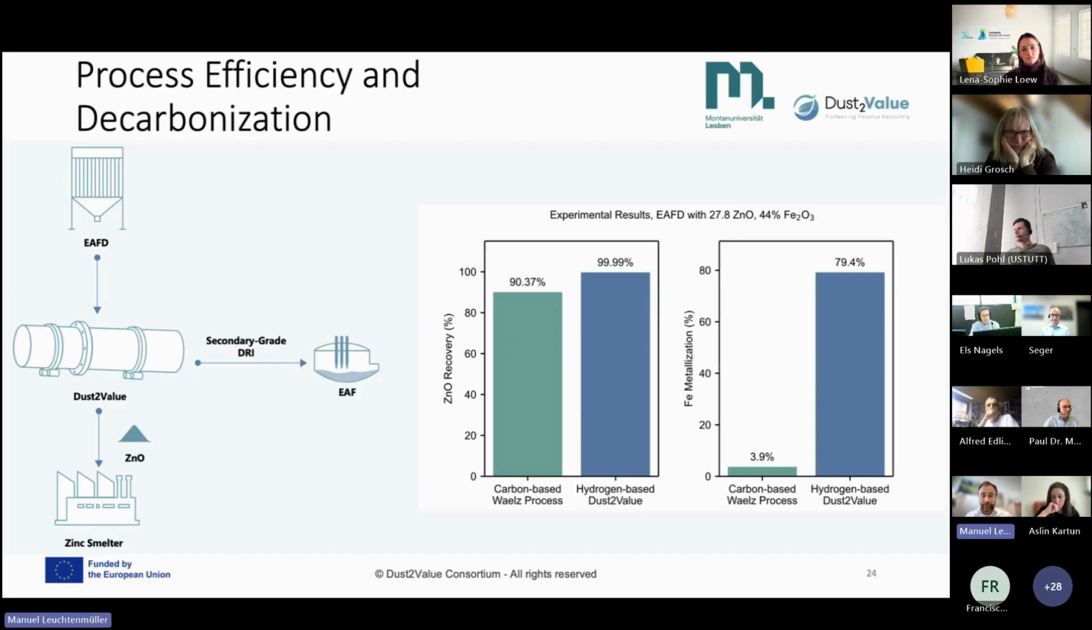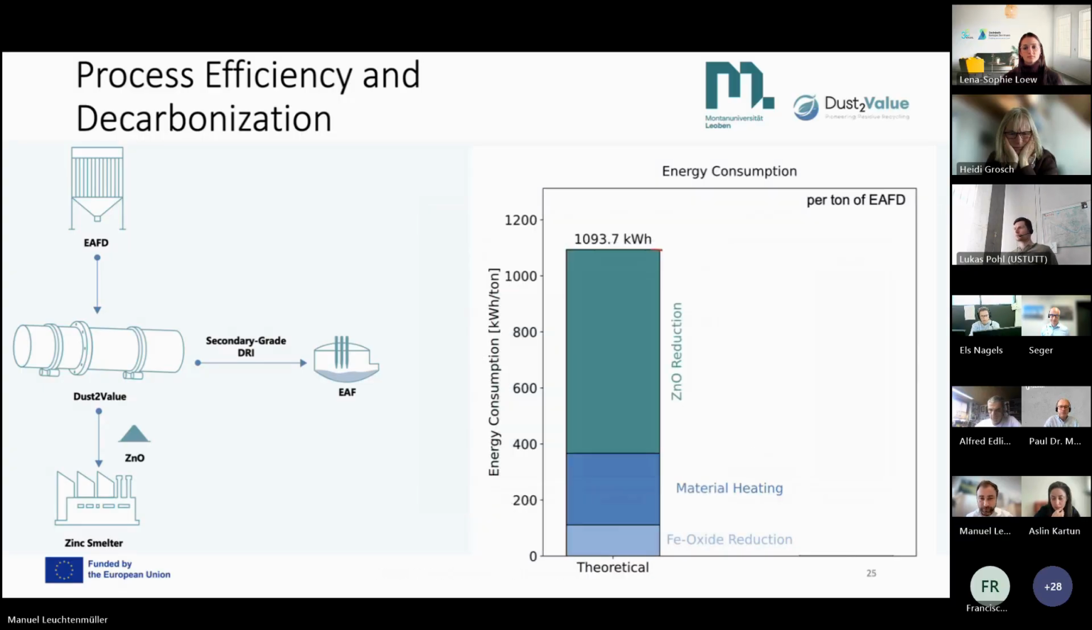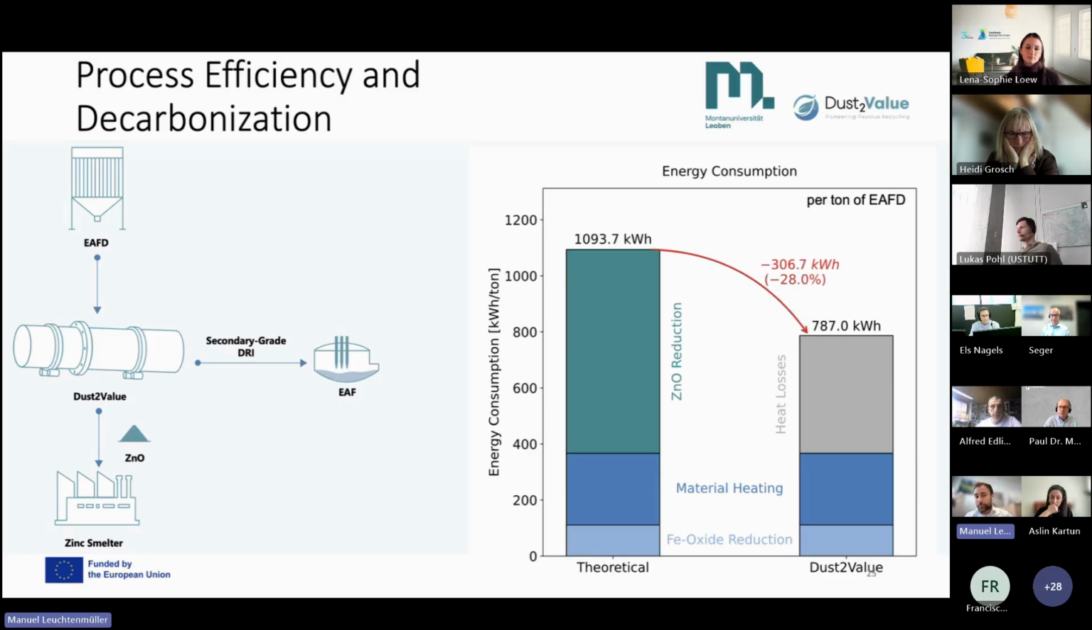conditions that reflect actual scale conditions, we see that the hydrogen-based reduction has advantages because of kinetics. On the left side, we see much better zinc oxide recovery. On the right side, we see also in the same conditions much better metallization. In terms of energy consumption, we see on the left side that the iron oxide reduction, the material heating, is actually a very small part compared to the zinc oxide reduction. That's what I meant before.